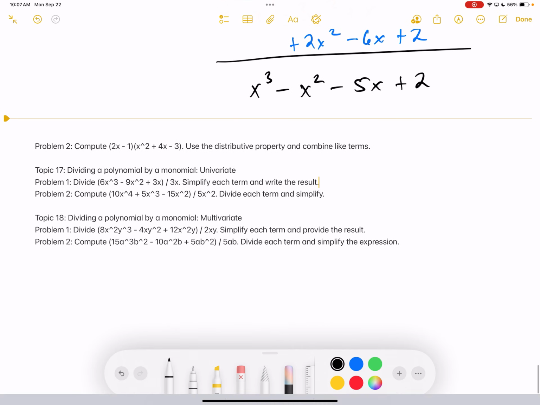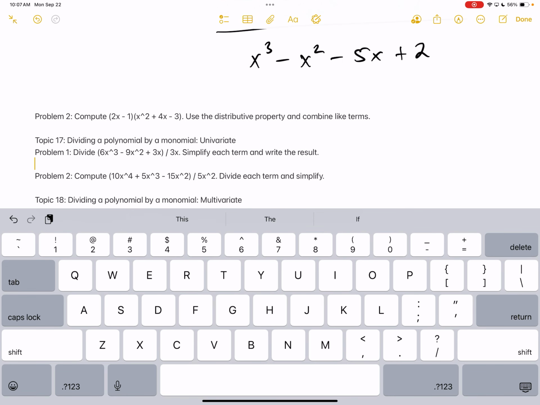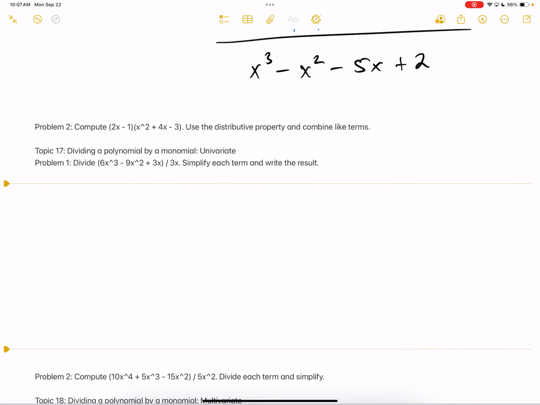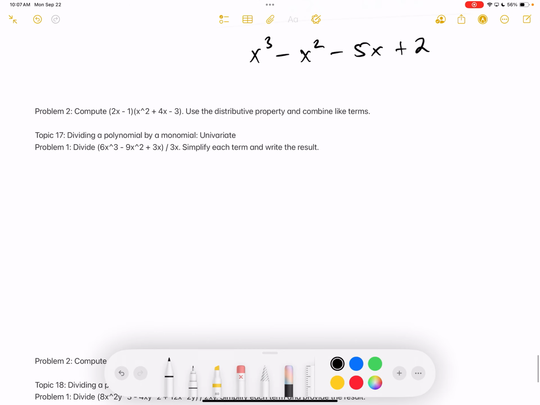Oh, we only got like 2 topics left. We may jump into the next topic just a little bit. So we have done adding, subtracting, multiplying. So now we get to do dividing.